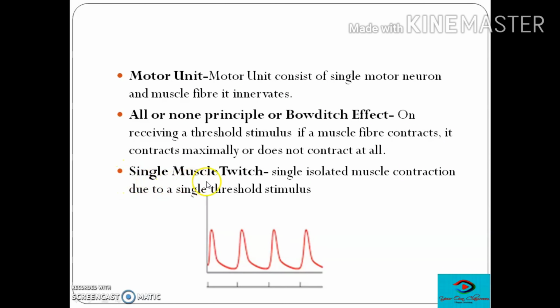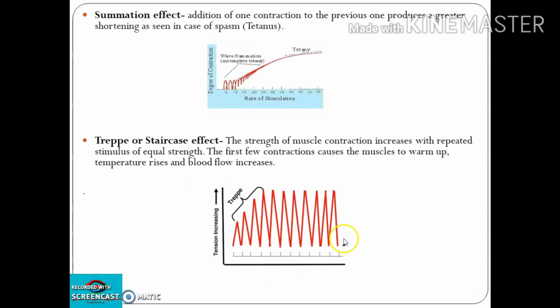Now we will study about single muscle twitch. For a single muscle twitch, you just need to remember some terms. It is a single isolated muscle contraction due to a single threshold stimulus. Means when you give a single threshold stimulus leading to a single isolated muscle contraction, you're giving a single stimulus which is leading to a single muscle contraction. This is called a single muscle twitch.